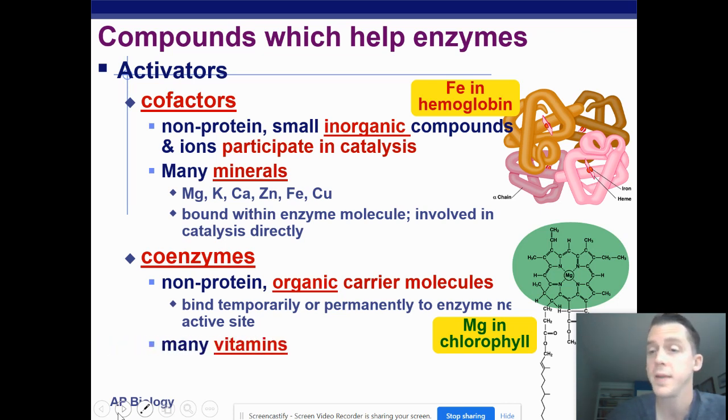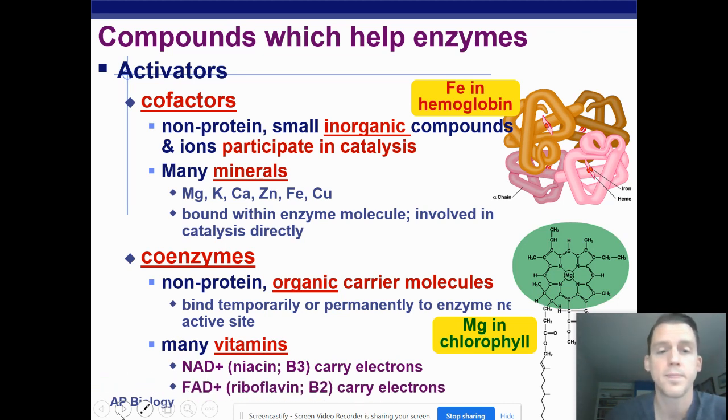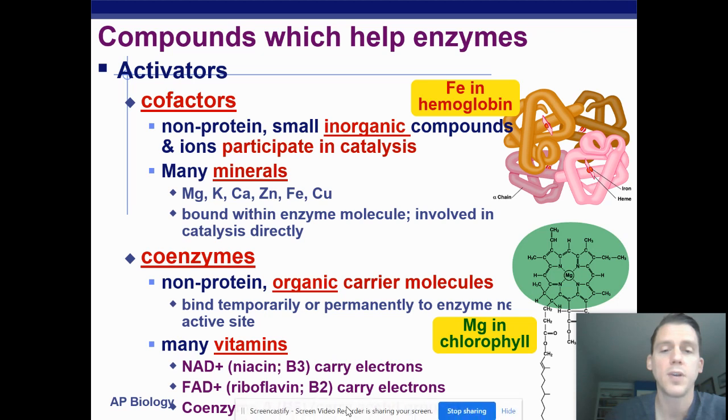Vitamins are organic, but not proteins. They are coenzymes. So niacin, B3, is going to help our electron carrier, NAD+, carry electrons. Riboflavin, B2, is also going to help one of our electron carriers, FAD, carry electrons. That's another one of our electron carriers that we've learned about. Coenzyme A is going to carry acetyl groups. That's also going to be important for cell respiration.